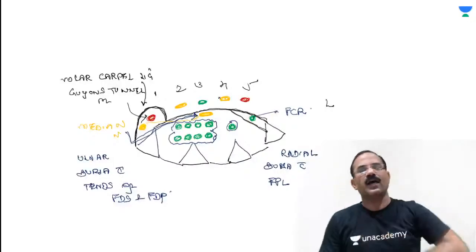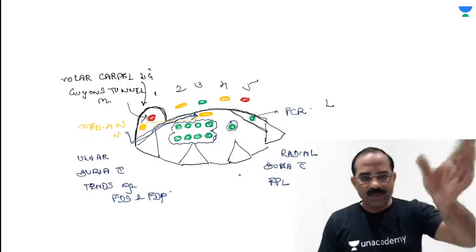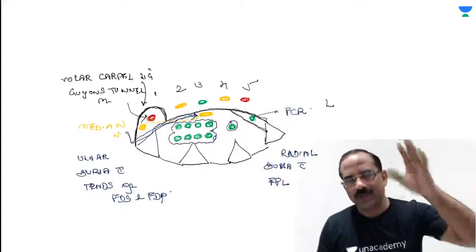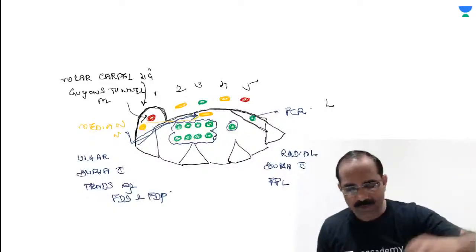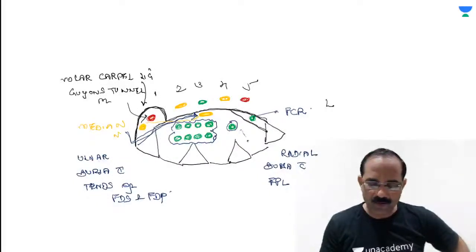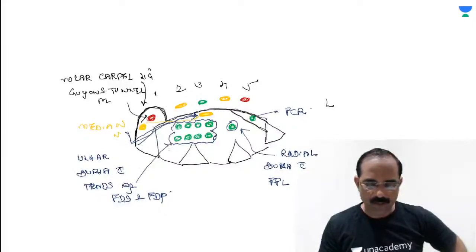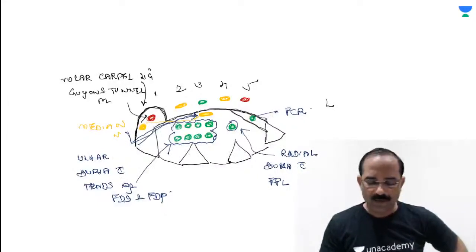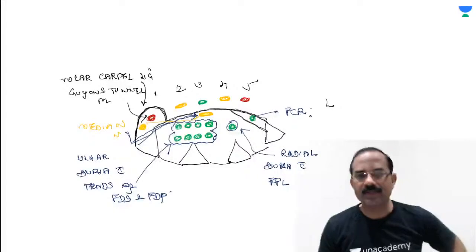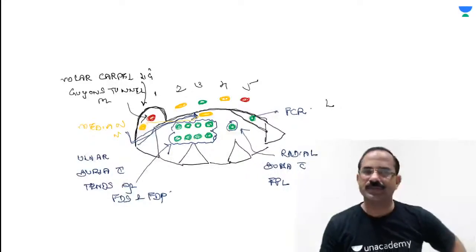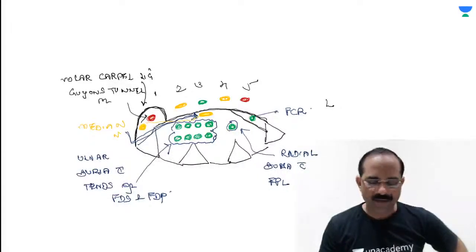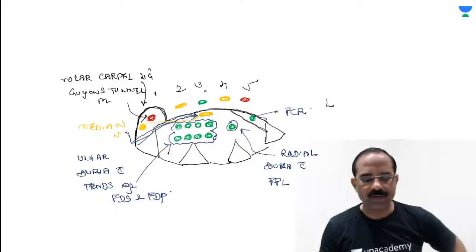I'll tell you that. The rest are the structures passing deep to the flexor retinaculum, the structures passing through the carpal tunnel, clear children? This is the flexor Pollicis Longus with radial bursa. This is the flexor Digitorum Superficialis and Profundus with ulnar bursa. That's the tendon of flexor Carpi Radialis. This is the median nerve. Now these are the structures which go above the flexor retinaculum.